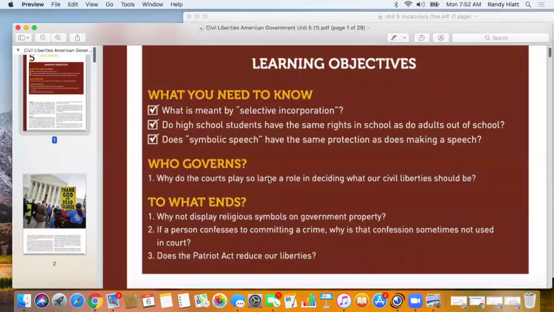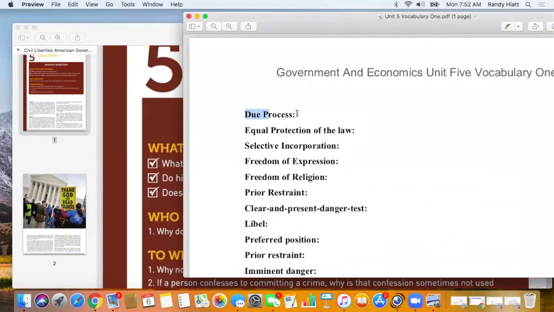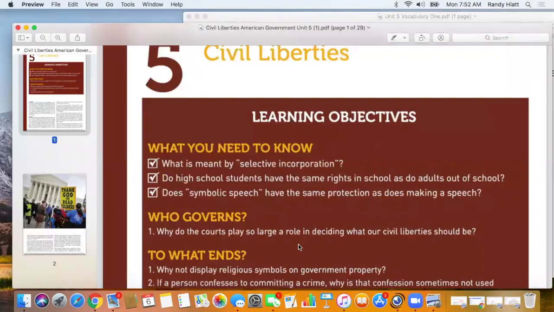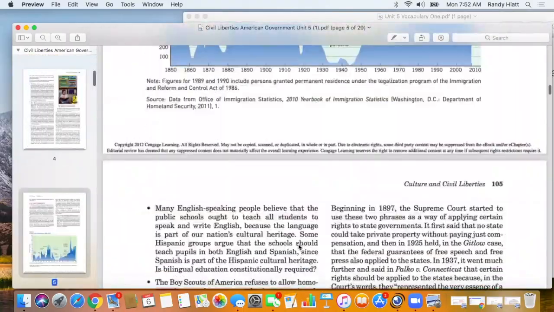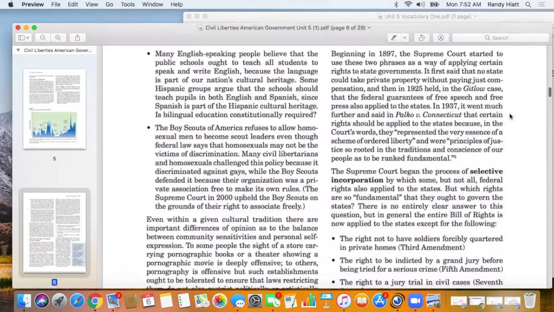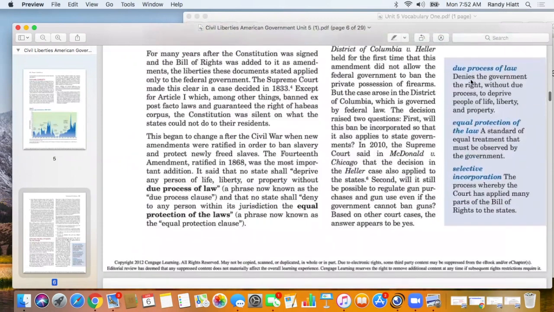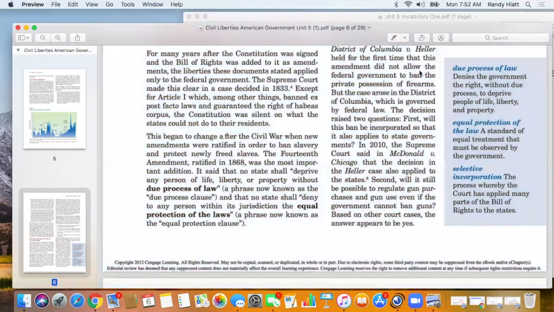So if we go look at all of your vocab terms, let's look for the first one, due process. I can go find due process. Keep scrolling. Here's where you're going to find them, they're always over here. So, due process of law. Due process of law denies the government the right without due process to deprive people of life, liberty, and property. If I was really savvy, I'd be able to highlight that.